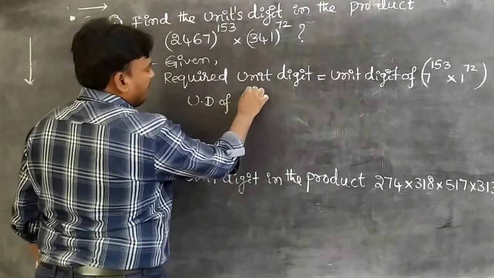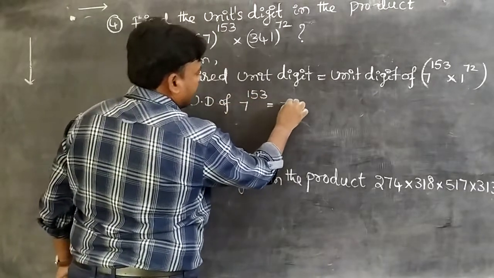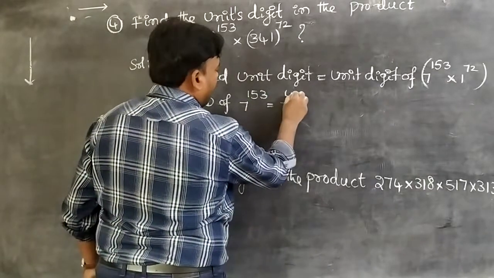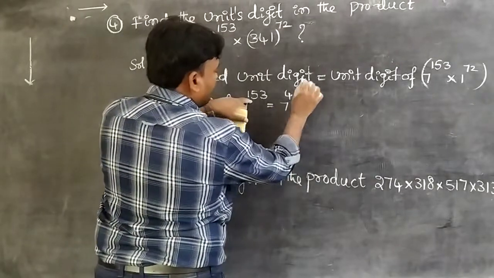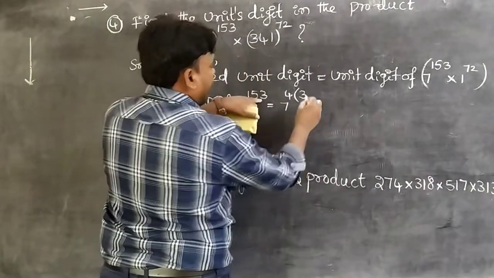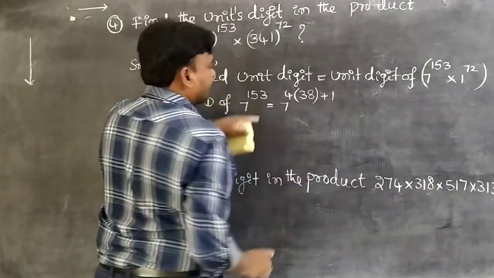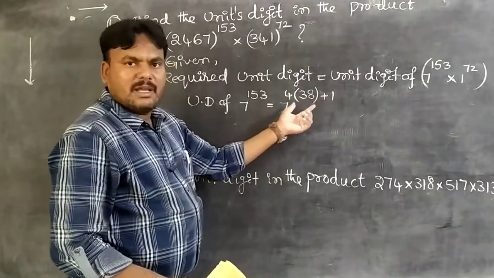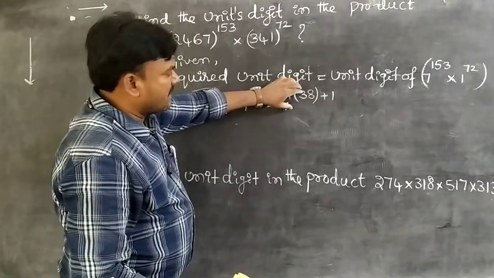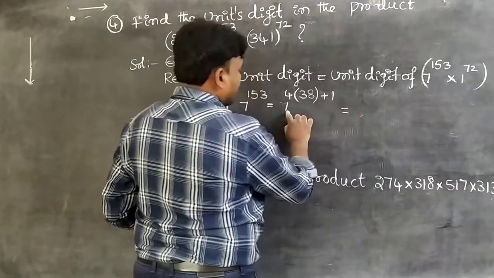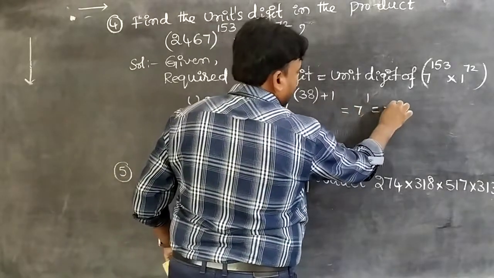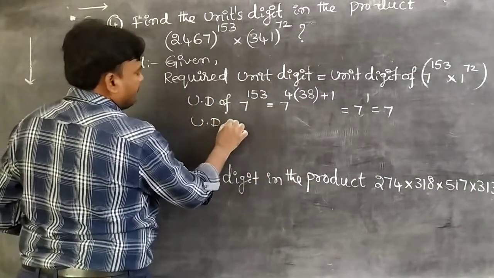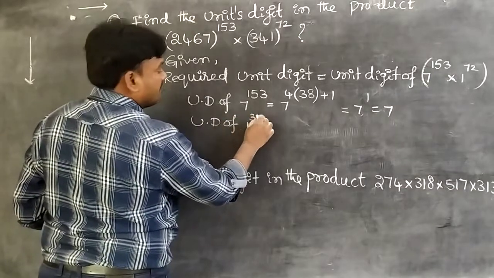UD of 7 power 153 equal to 7 power, this value can be expressed as a 4 multiple, that is 4 3 ja 12. Next 4 8 ja 32 plus 1. So 4 into 38 plus 1. Okay, a power m plus n formula, a power m into a power n. A power m part, let it be here. So remaining here 7 power 1. 7 power 1 is nothing but 7. Next, unit digit of 1 power 72.